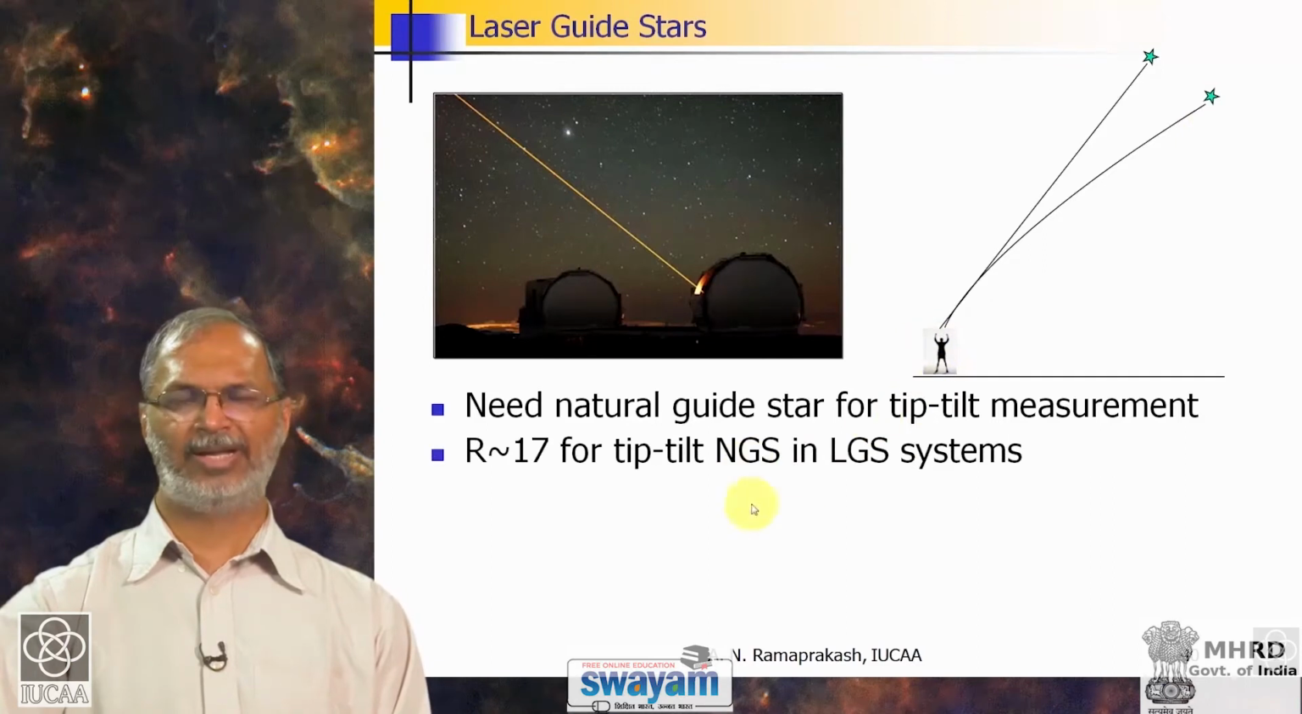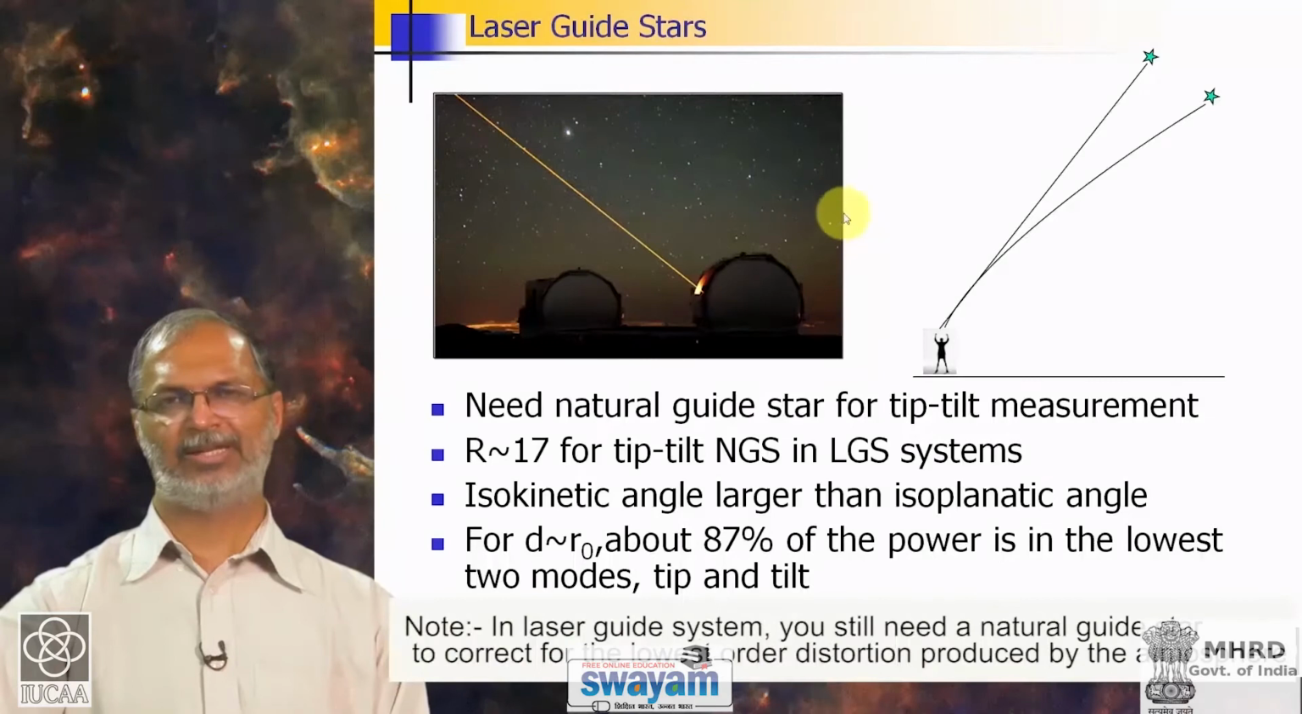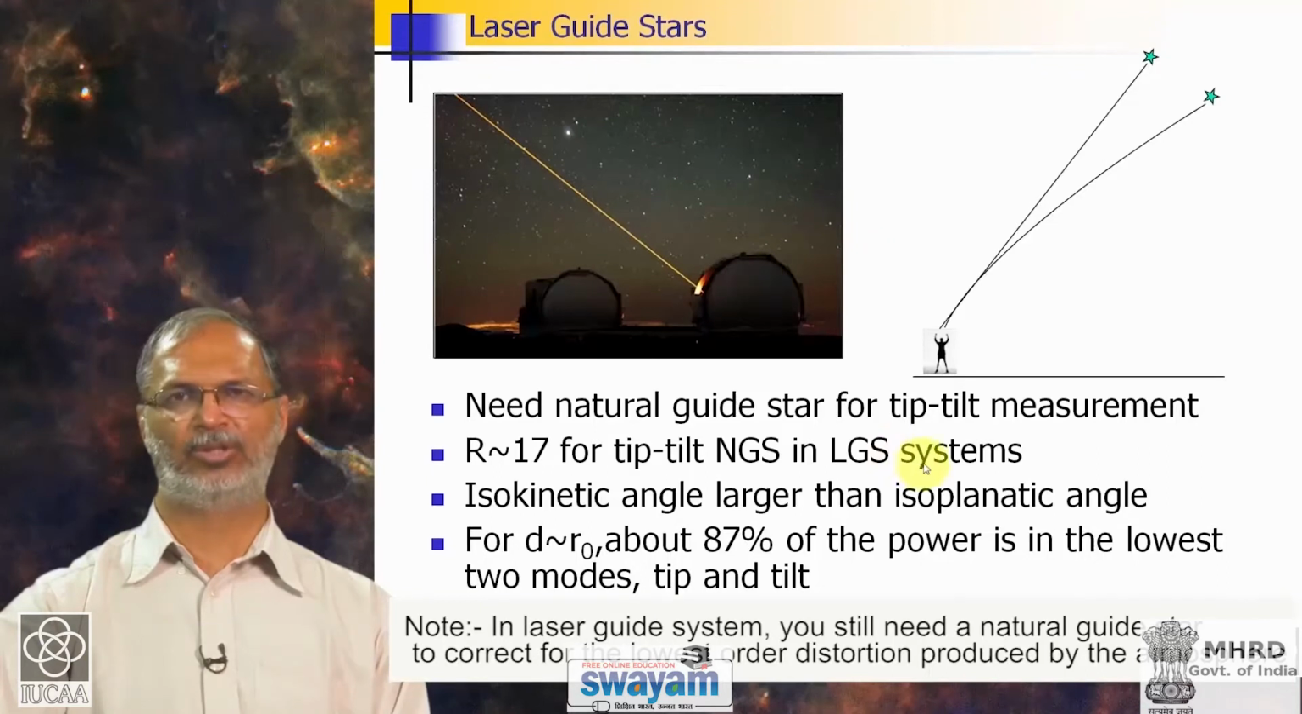But all the higher order corrections, higher order meaning everything beyond the overall movement of the star, can be corrected by the artificial guide star. So, even in a laser guide star system, you still need a natural guide star only to correct for the lowest order of the distortion introduced by the atmosphere, which is the overall tip and tilt.